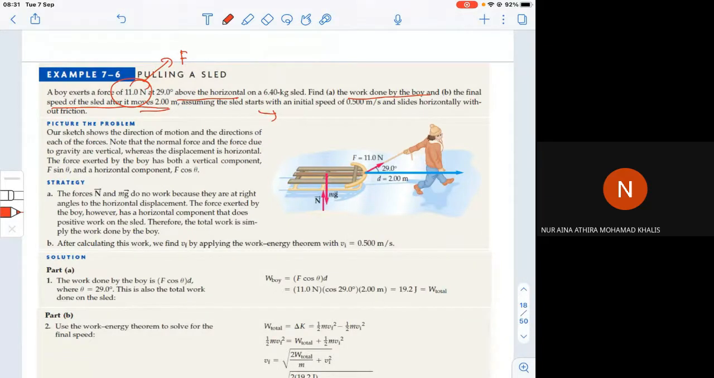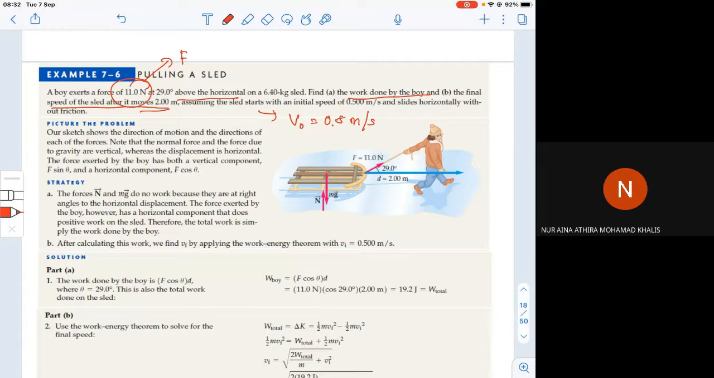Oh no, we have an initial speed, which means we have V naught equals 0.5 meter per second, and it slides horizontally without friction. That means there is no friction involved. So first and foremost, we need to find the work done by the boy. In order to do that, we need to know which component of force is involved in that work.